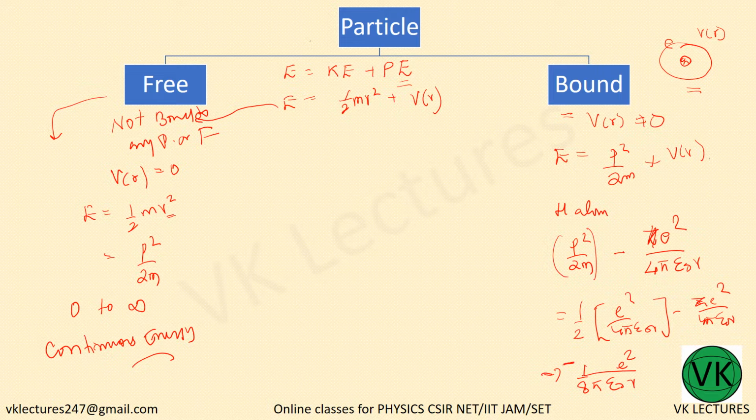This minus sign indicates that this electron is bound to the nucleus. The total energy is negative, which means that if you want to make that electron free, you have to give energy. Until then it will be bound to the nucleus. Now here this r cannot have all values.